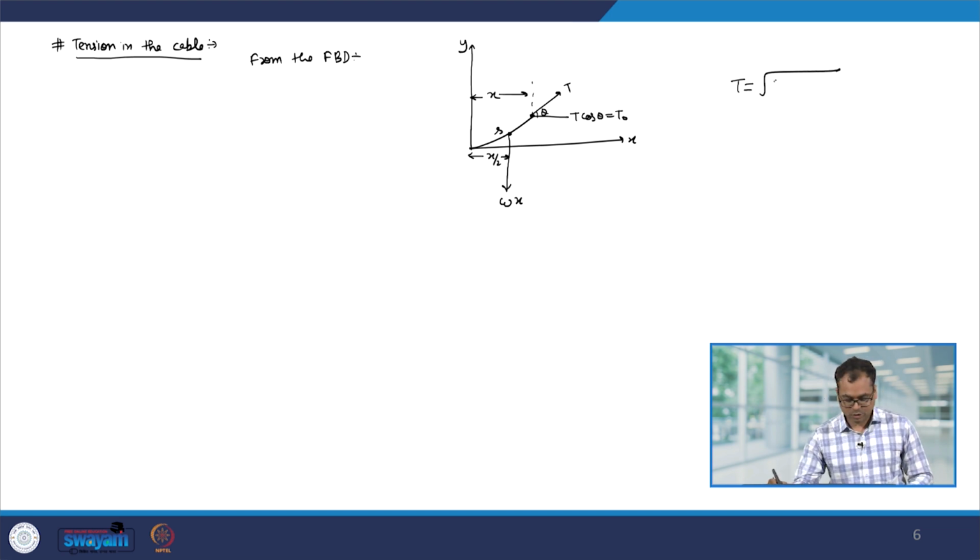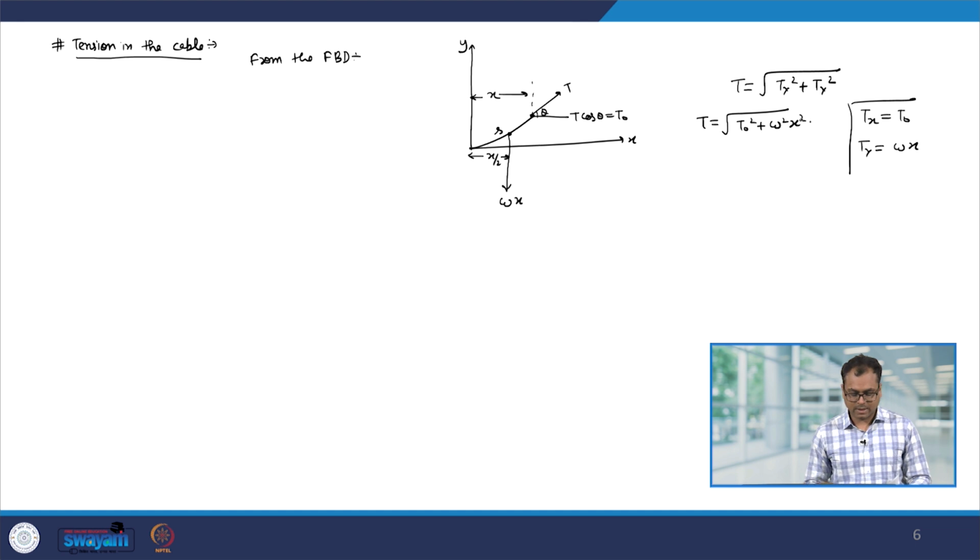T will be square root T x square plus T y square, and T x is constant, it is T naught, and from the free body diagram T y will be W x. Let us put it back. So, I have T equal to square root of T naught square plus W square x square. Let us call it equation number 2. Now, using the boundary condition, we can eliminate T naught.